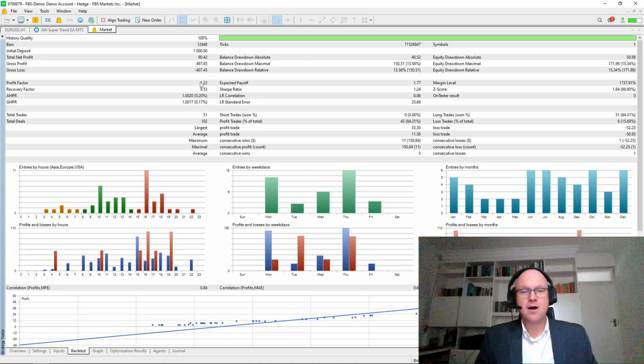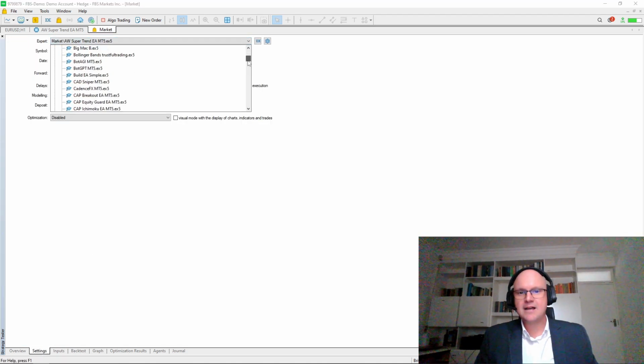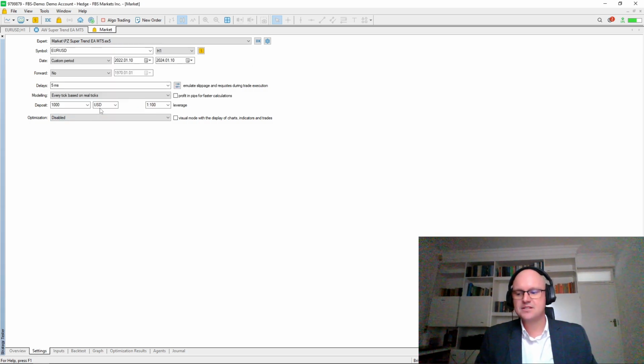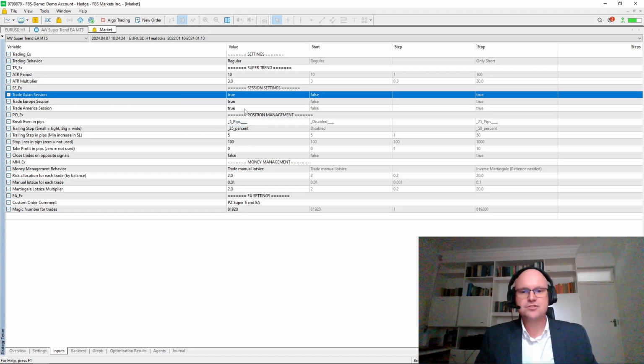And that brings me on to our next EA, which is none other than the PZ Supertrend EA. Now, I've featured some of PZ's robots before, so make sure to check them out. And if we look at the PZ Supertrend indicator, this one is also very customizable and offers a lot of different options, including close on the opposite signal, a filter by trading session, and a trailing stop loss and break-even function.